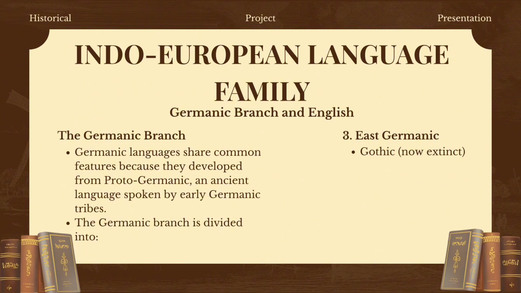Third, we have the East Germanic. So yung East Germanic included languages that are now mostly extinct. So the main example here is yung Gothic language. Yung Gothic was once spoken by Germanic groups, pero it no longer exists as a living language today.